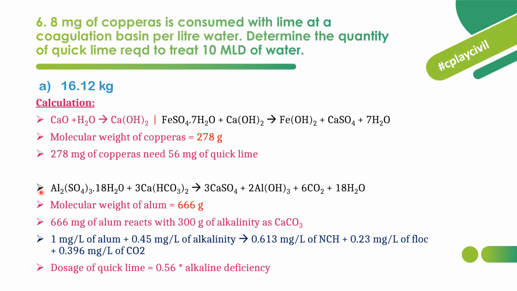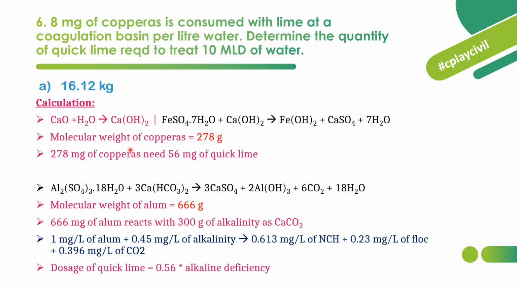Similarly, we shall see about alum. This question is based on Copperas as coagulant, and we may also get questions with alum as the coagulant. When alum is used as coagulant, how does the reaction go? Aluminum sulfate, Al2(SO4)3 18H2O, plus 3 calcium bicarbonate gives calcium sulfate, aluminum hydroxide, carbon dioxide and water as byproducts. Here also calcium sulfate, that is permanent hardness, comes out as a product, and aluminum hydroxide is the floc that will settle out.